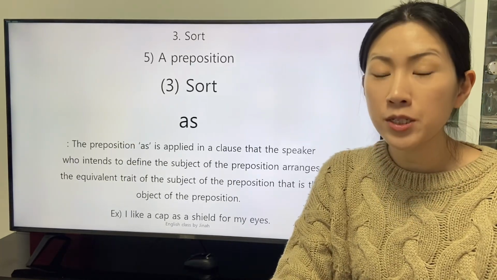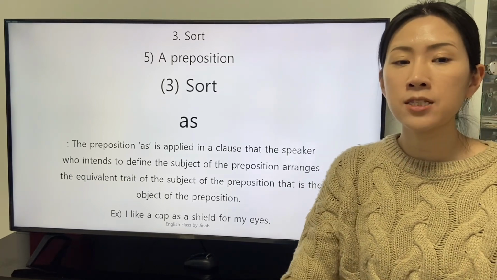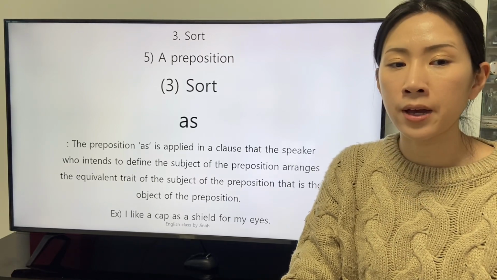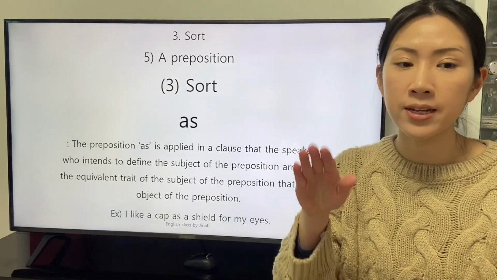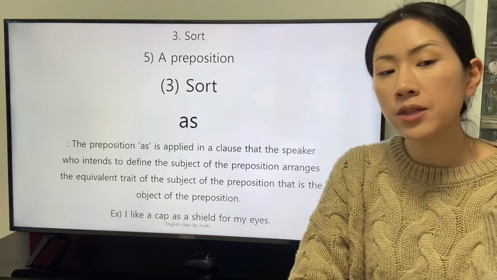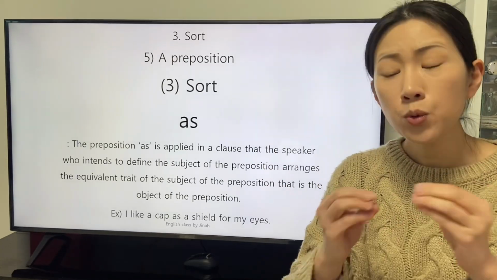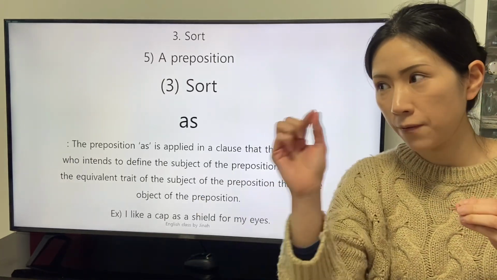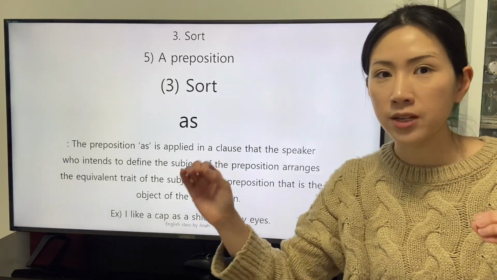The next preposition we will study is the preposition as. The preposition as is applied in a clause that the speaker who intends to define the subject of the preposition arranges the equivalent trait of the subject of the preposition, that is, the object of the preposition. The speaker who wants to arrange the trait to define the subject indicates the object of the preposition as.